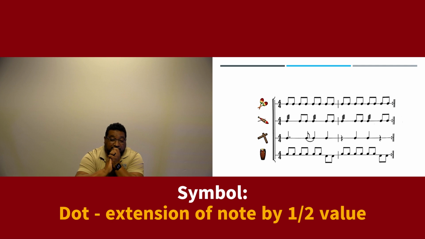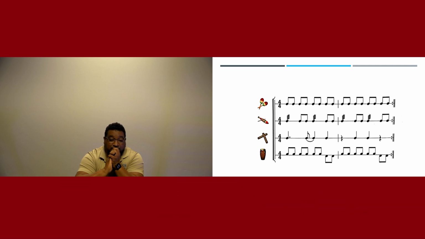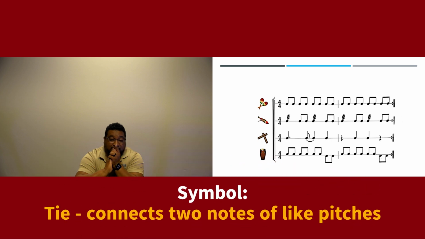Notice we have a dotted note and we have a tied note. Our dot extends the note by half its value, and the tied note ties two of the same pitch together. If we're doing melodic notation, the notes would have to be the same. In rhythmic notation, you just have that. And notice we also have a rest in there.